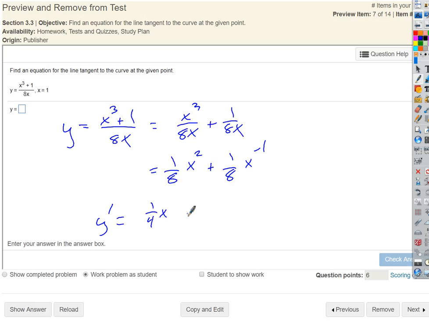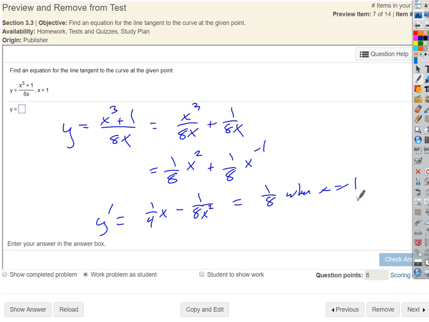And then here I get minus 1/8 x to the -2nd, which means we could just put that x squared on the bottom if we wanted. So what's this going to equal when x equals 1? What, 1/4 minus 1/8? So 1/8. Right? So there's our slope of our tangent line.